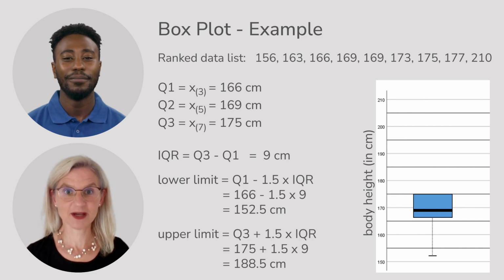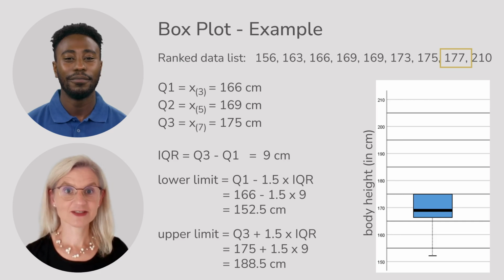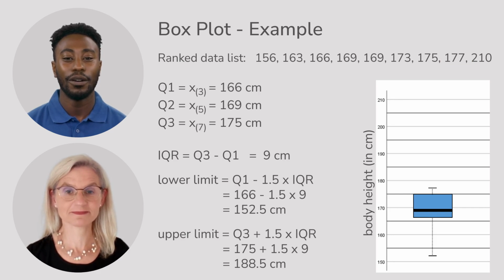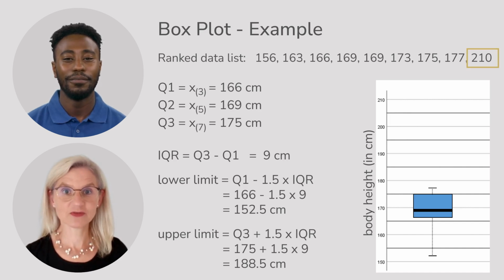And the top bound? Similar formula. Q3 plus 1.5 times IQR, which is 175 plus 13.5, and that equals 188.5 centimeters. That's where the normal range ends. The tallest value still inside that range is 177 centimeters, so the upper whisker ends there, a very short whisker indeed. And if something's taller than 188.5 centimeters? Then it's an outlier. In our data, we've got one at 210 centimeters. We mark that as a separate symbol above the upper whisker. And that's it. Our box plot is complete.